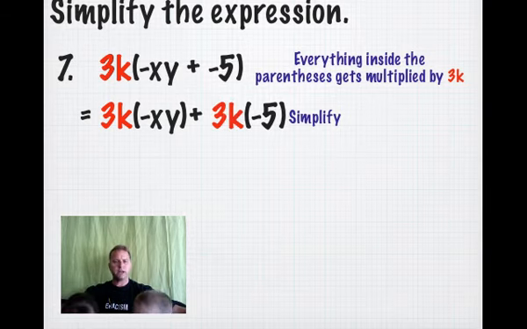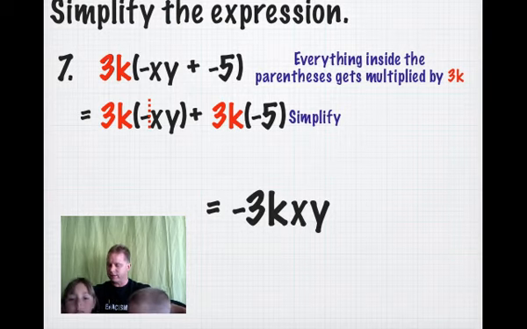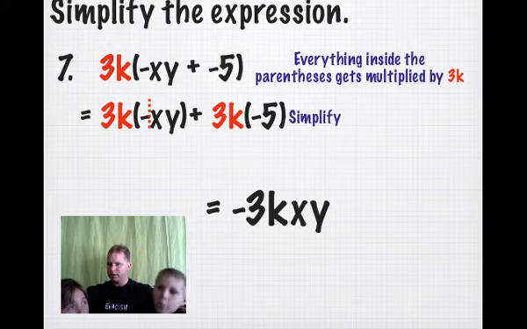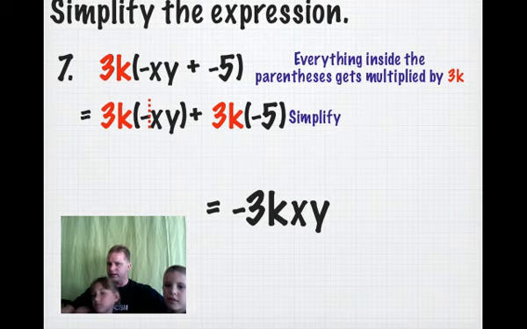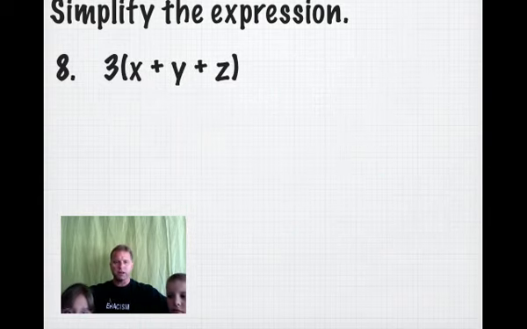So we have 3 times negative 1. If you don't see a number in front, there's a 1. So that's going to give us negative 3kxy. And then do you guys have a guess? What's 3k times negative 5? Just ignore the k for a second. 15. Positive or negative 15? Negative, because it's a minus. That's okay. You both are doing really good. I'm impressed. This is probably because we've been doing a lot.